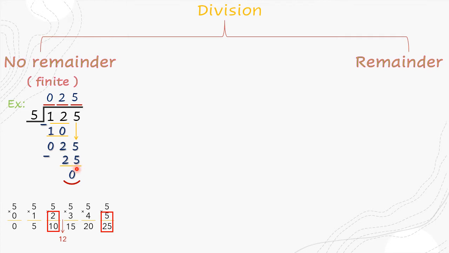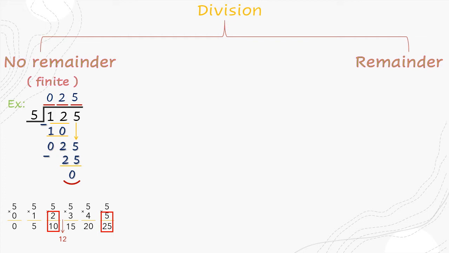And here, we don't have any number, any remainder. We have 0. That means we have nothing down. The answer is 25 and we don't have anything down. That means no remainder.